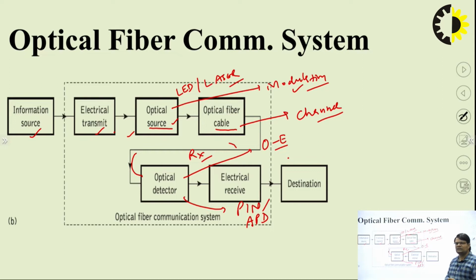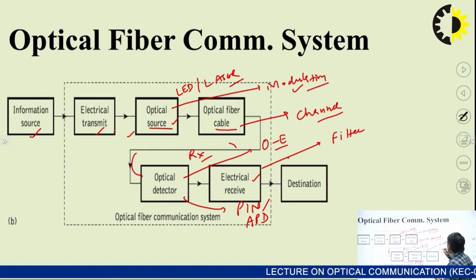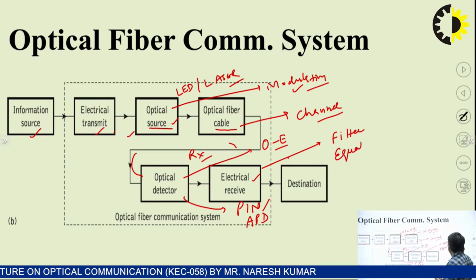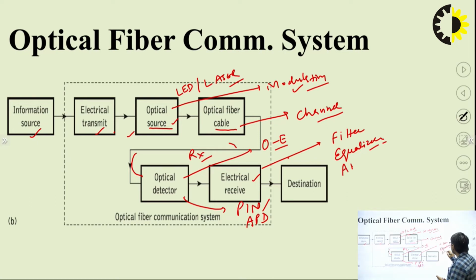The electrical receiver is more complex and the requirements on the receiver side are greater, because the main requirement in a communication system is that the information should reach in the same form. So in the electrical receiver, we convert the received signal into a better form. We can use a filter for removing noise, and an equalizer to remove distortion, and if the signal is very weak at the receiver, we can use an amplifier to improve the strength of the signal. Then finally the information will reach the destination.